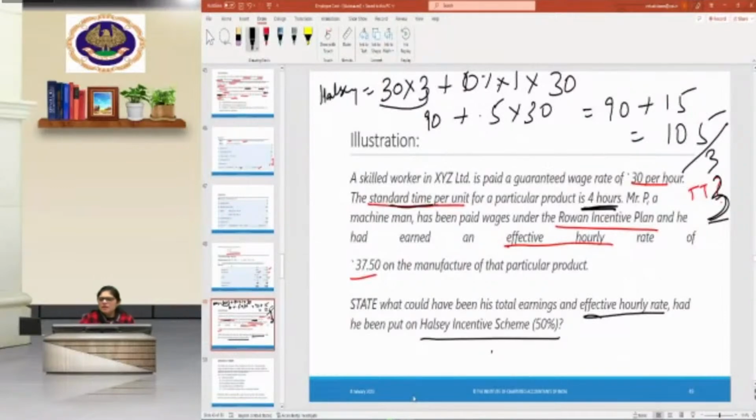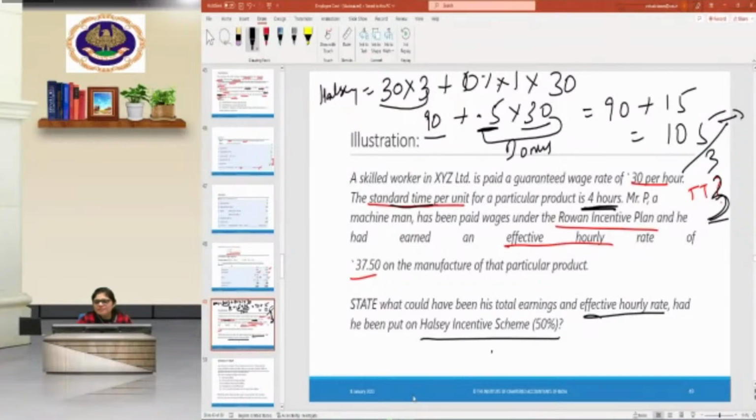All right. So I hope you have understood this. Under Halsey, 3 was the time taken. So 30 into 3 plus 50% of time saved. So 50% of time saved was half day. All right, 1 day he saved. So half day premium he will get for the bonus at 30 per hour. So 90 was the basic wage and this is the bonus. Here, 90 plus 15 comes out to 105.